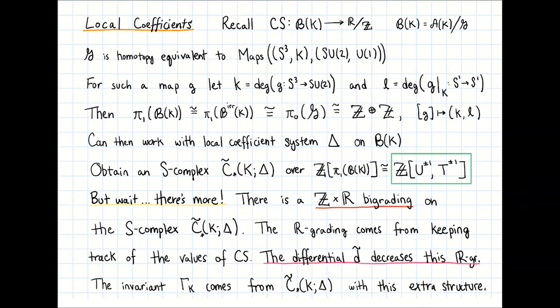And I'll just end by saying that the invariant gamma K that was discussed in part 1 of this series comes from the S complex C tilde of K delta, equipped with this extra structure of the Z cross R bigrading and the filtration induced by the R grading.